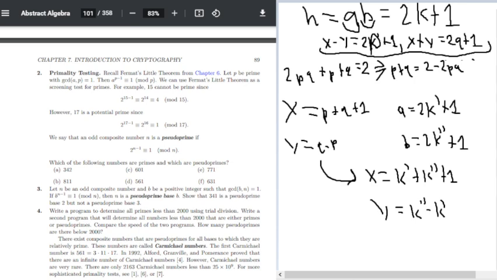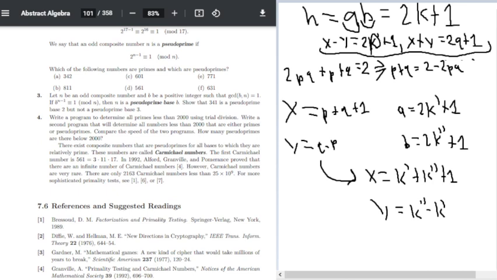We can say that an odd composite number n is a pseudoprime if 2 to the n minus 1 is congruent to 1 mod n. Which of the following numbers are primes and which are pseudoprimes? This is a question for a calculator, so we're not going to worry about that. Okay.